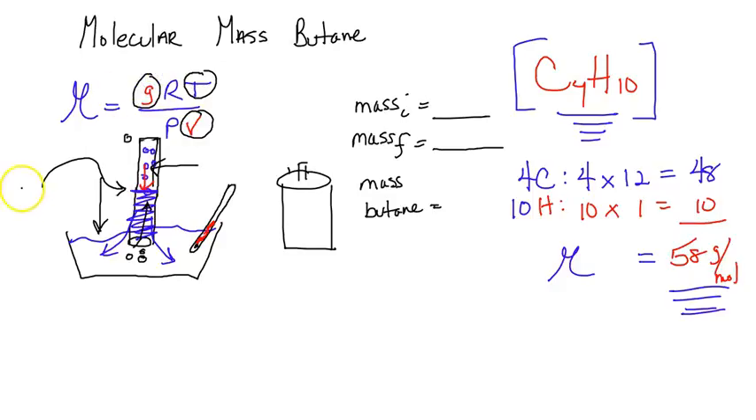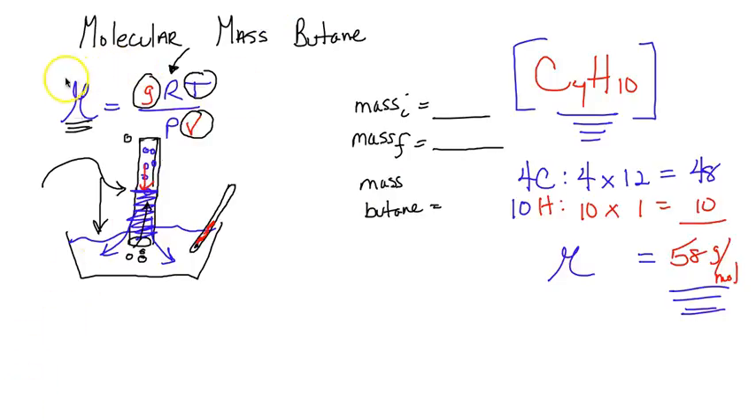Okay, so we know the universal gas constant, so I'm almost home to get the molecular mass. Now, the pressure of the butane takes a little bit of work. And let me just clean this up here as we go forward.